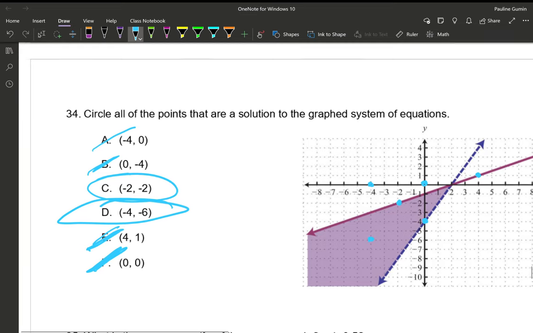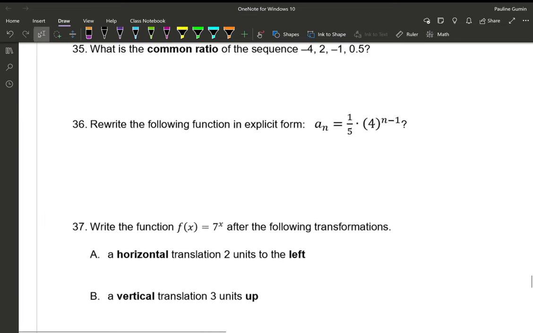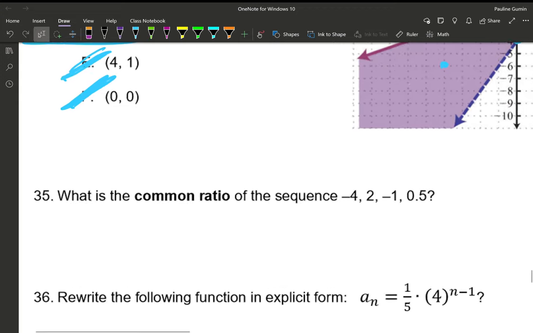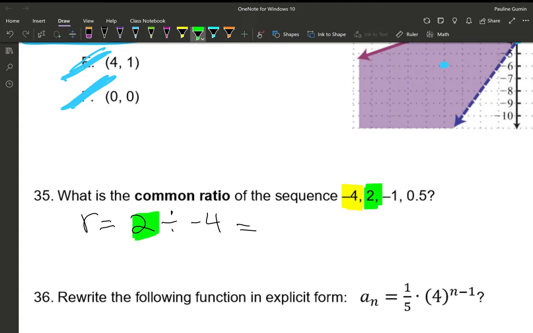All right. Next we have 35. What's the common ratio? So the way we find our common ratio, R equals, we do the second term divided by the first term. So 2 divided by negative 4. That gives us negative 0.5 or negative 1/2. There's our common ratio.